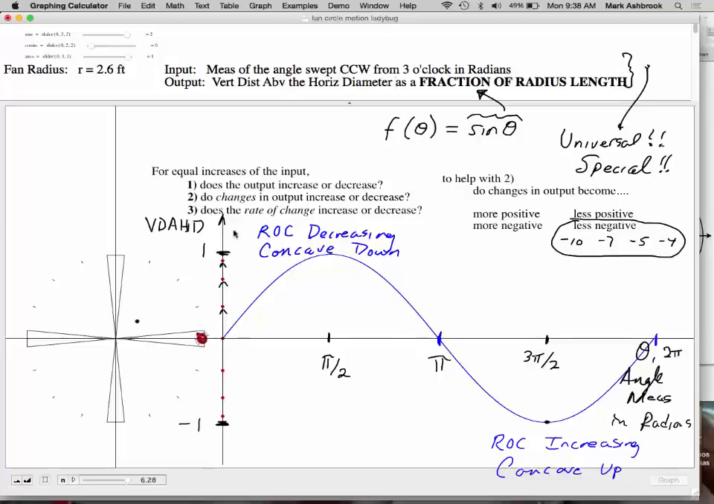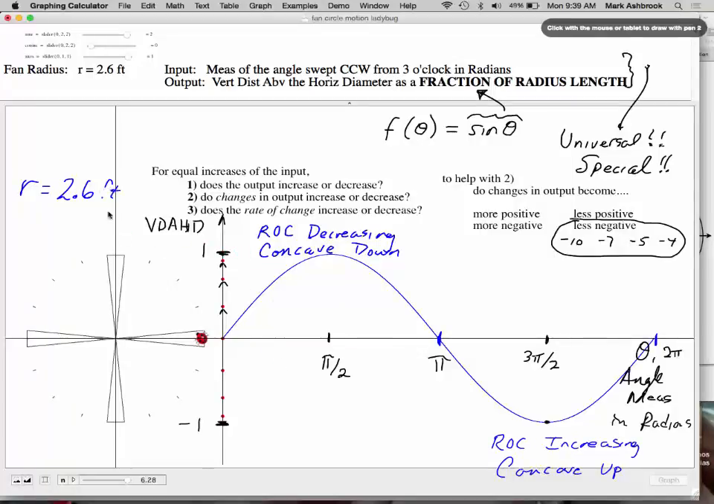So here's the beauty of this. Now suppose we have this actual fan, and what was the radius of that fan? 2.6 feet. Is that right? So now, suppose we want to do the vertical distance above the horizontal diameter in feet for this fan, which has a radius of 2.6 feet. What's the maximum number of feet? 2.6. And where does that occur? At what angle?